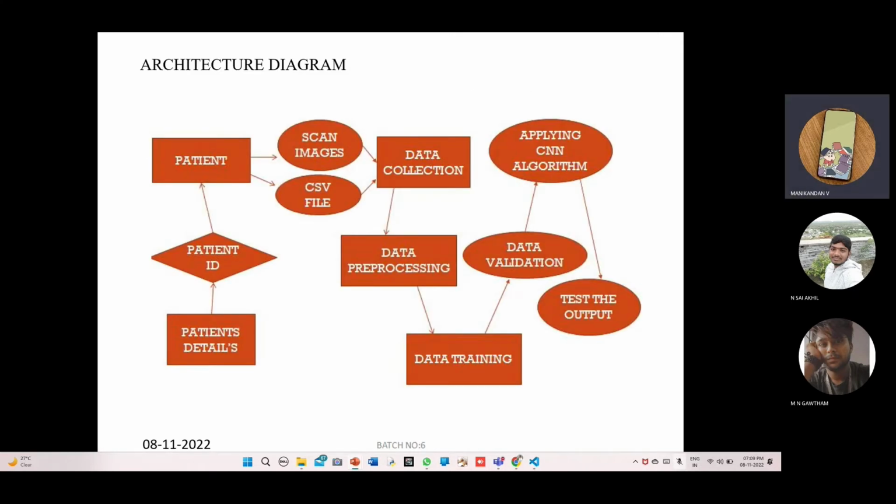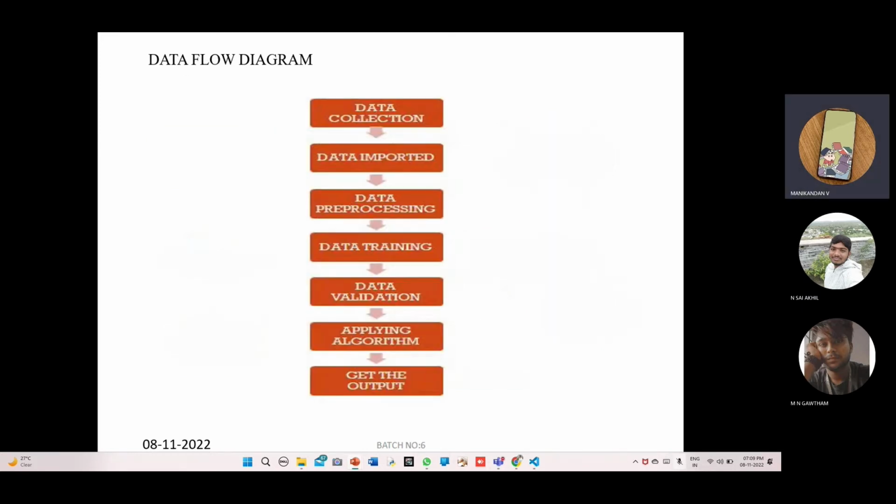And the architecture diagram. The architecture diagram is shown below, in which we are collecting the data sets from patients, and we are going to import the files like scan images and CSV files, collect and pre-process them, apply our algorithm, and get the output. Next slide. We are going to apply the collection, importation, and pre-processing and get the output. Next slide.